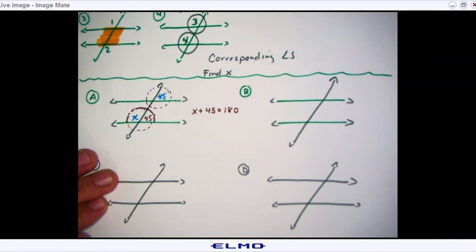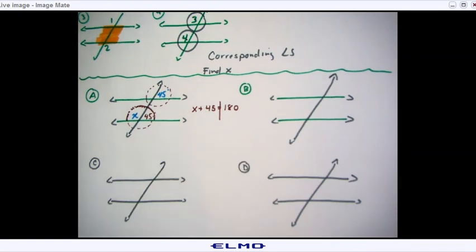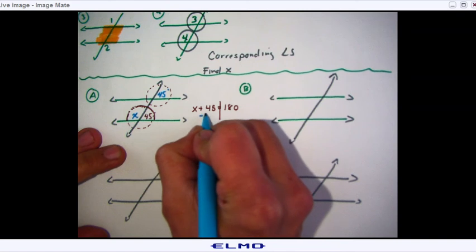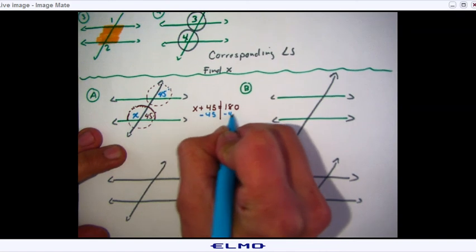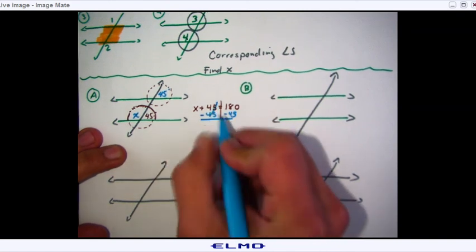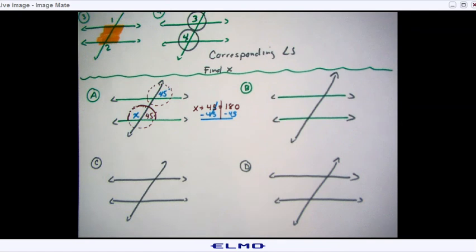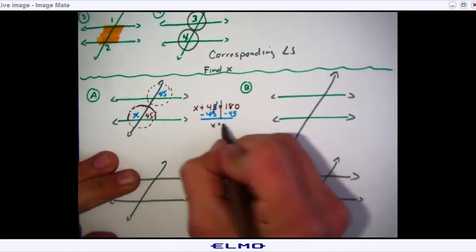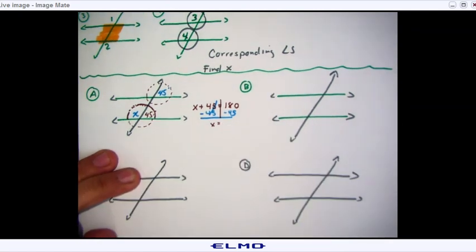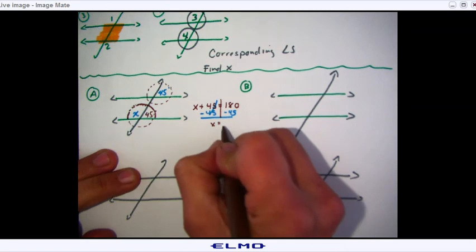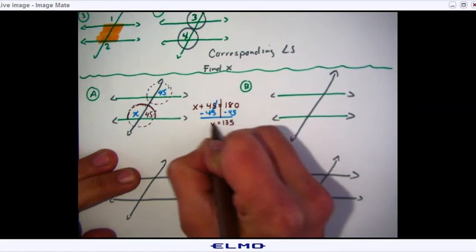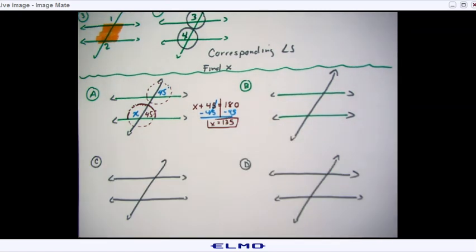Now let's go ahead and solve. So now I'm going to subtract 45 on both sides. And then my x is what? 180 take away 45, which is 135. So that's it. See how easy it is? That's all you're doing. Bam. Bam. All right, let me pause it while everybody's writing it.